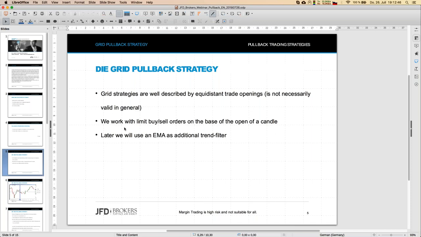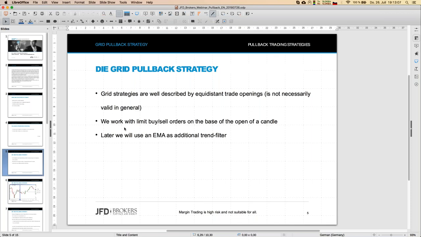In most cases, strategies like that work quite well, but a lot of strategies like that do not have a stop loss. So that's nothing for us. Later, you will see, but let's go in detail in the next slide.